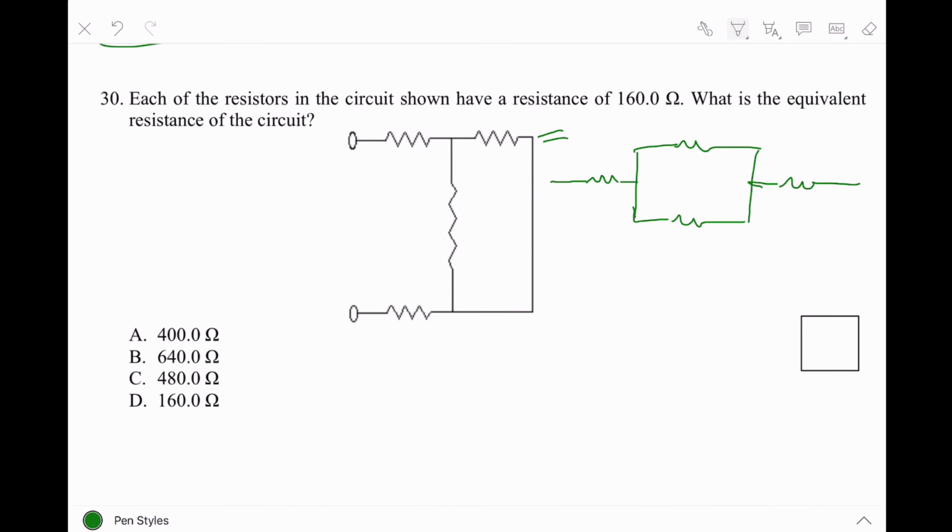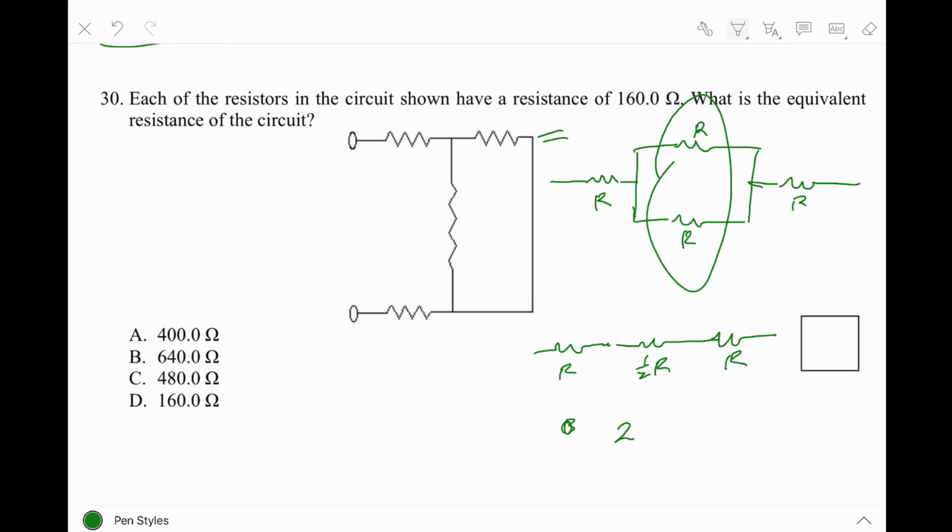Now how about we just put R and R? We make it more generic. So there are two in parallel. So half. So this is R. The equivalent is half R. You still have another R. So you just add. So you got 2.5 R. Okay, 2.5 R. It means 2.5 times 160 ohm. 400. All right.